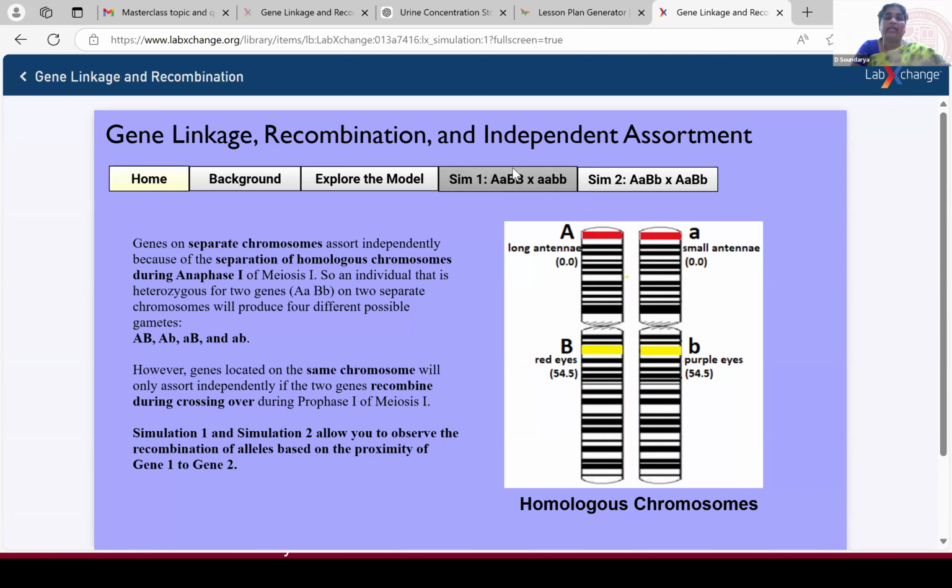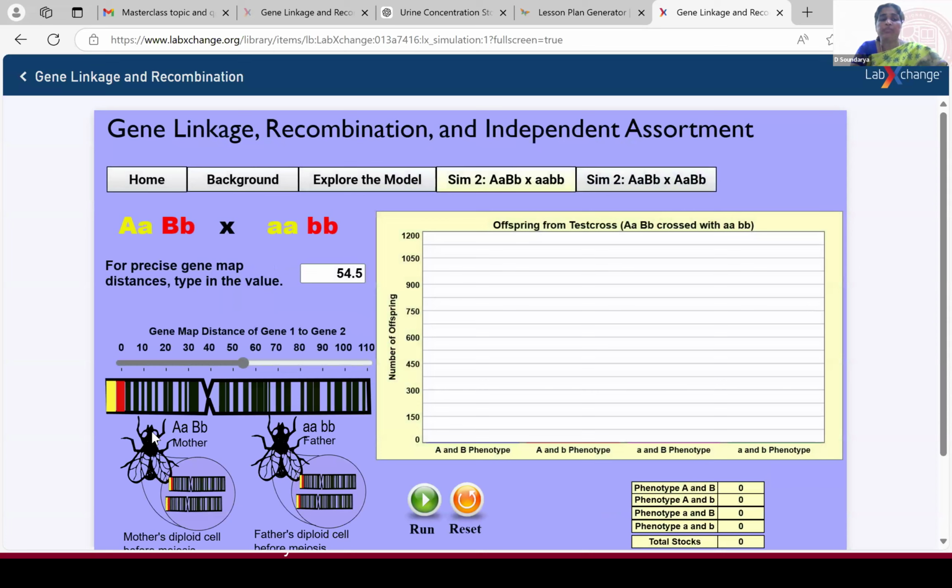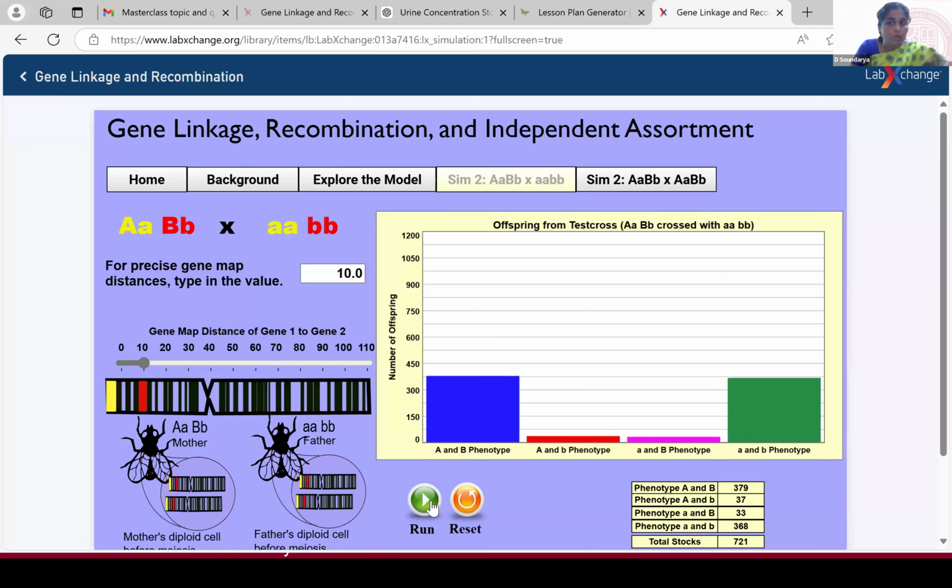So what we can do is take a simulation like this. Just let me show you. Here, we basically keep changing the distances between the genes. If I take a gene distance of about 10, this is usually measured on a scale called centimorgan. It is not centimeters or millimeters, it's measured in centimorgan. So if you take a distance of about 10 and you run the experiment, what do you notice?